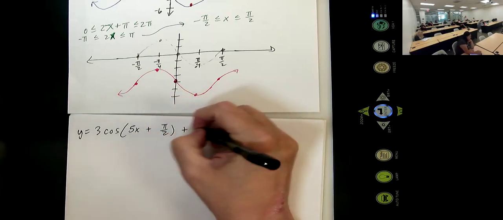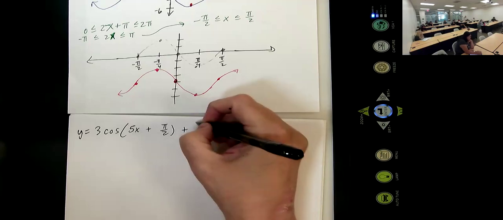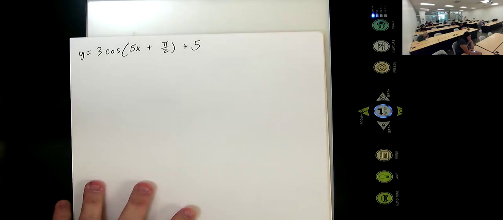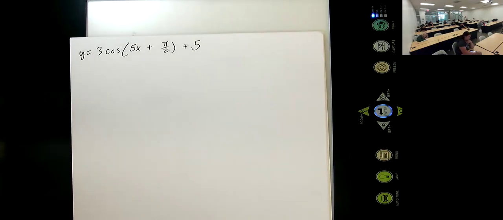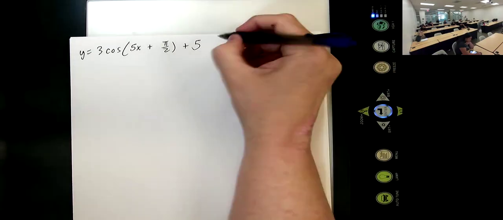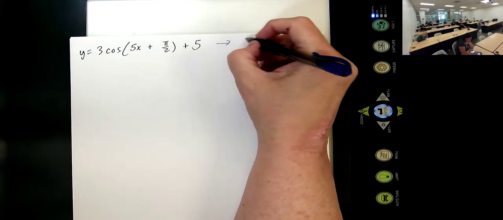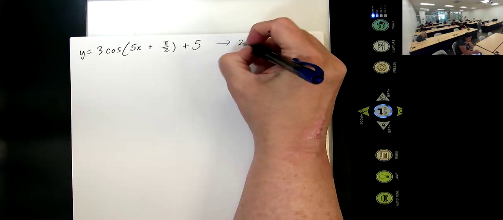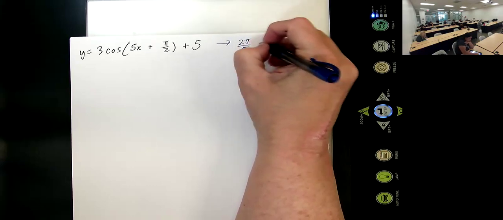Let's just do plus 1. No, let's move it way up. Let's do plus 5. So I'll start by figuring out what that new period is. 2 pi divided by b, which is 5, is my period.